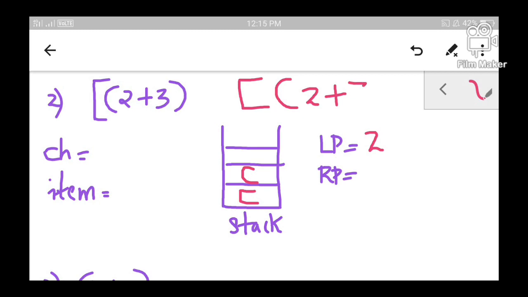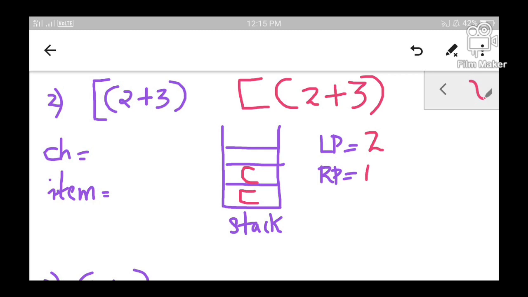So I am reading the next character, which is 3. It is an operand. Again we have to do nothing. Since it is an operand, we are moving on to reading the next character. So the next character is a closing bracket. So this time I have encountered a right bracket.